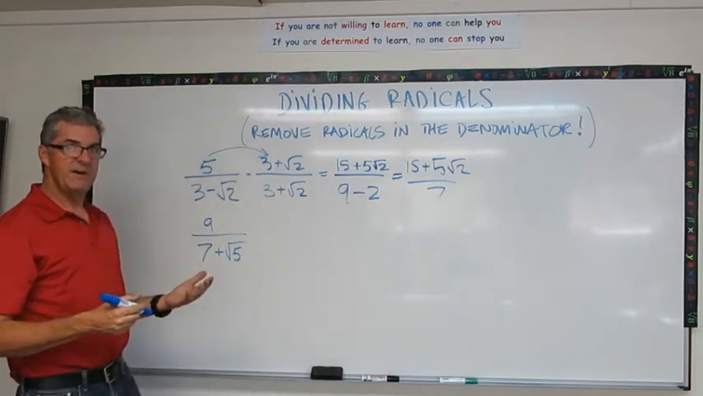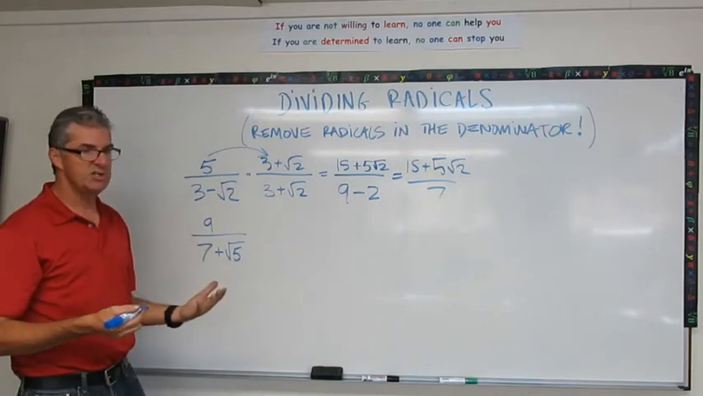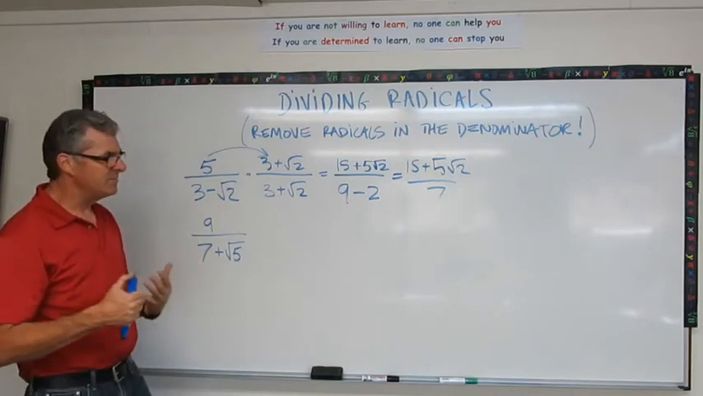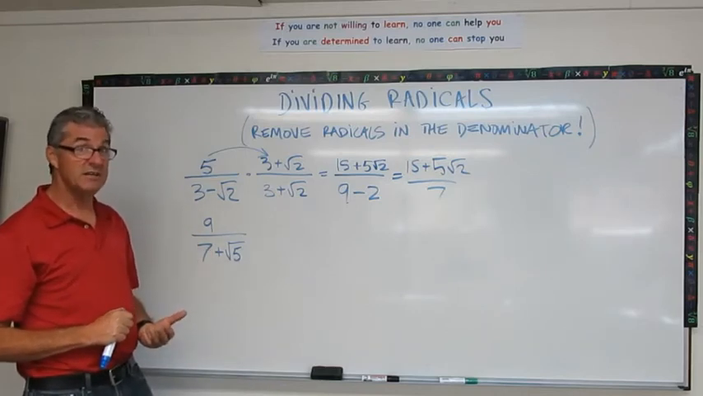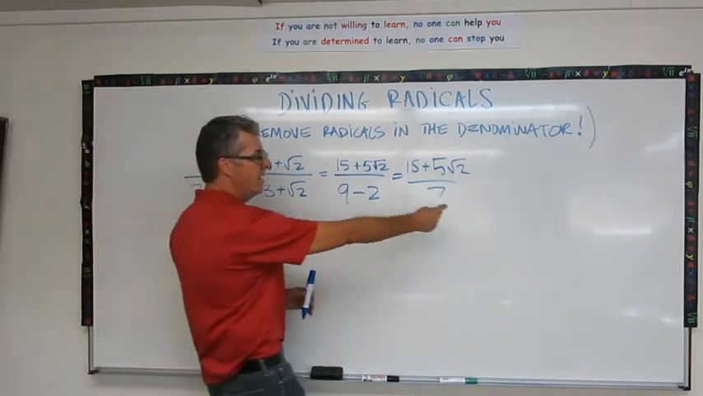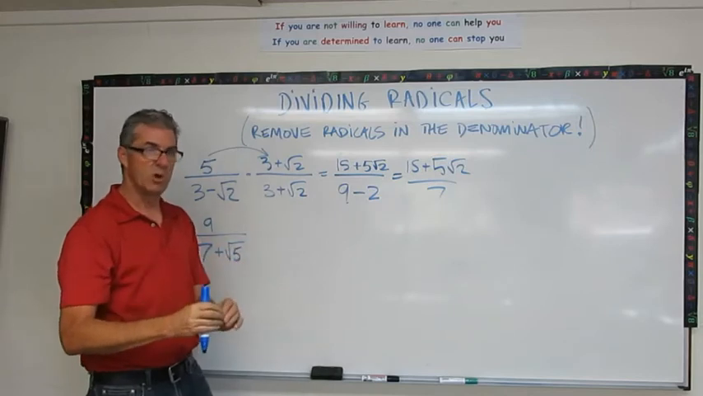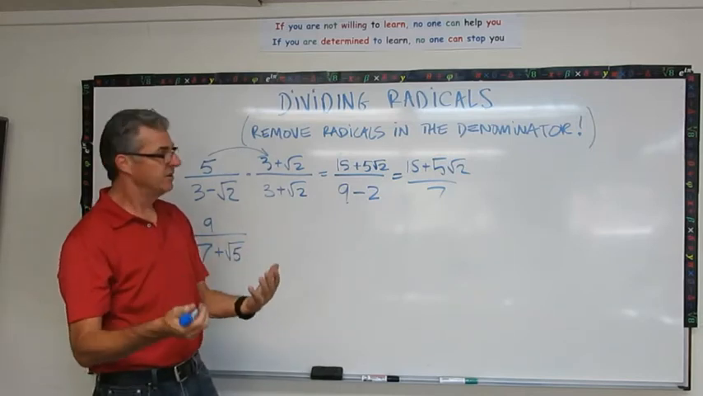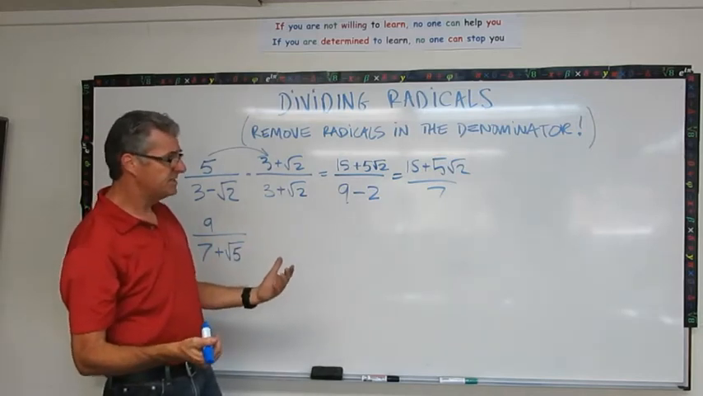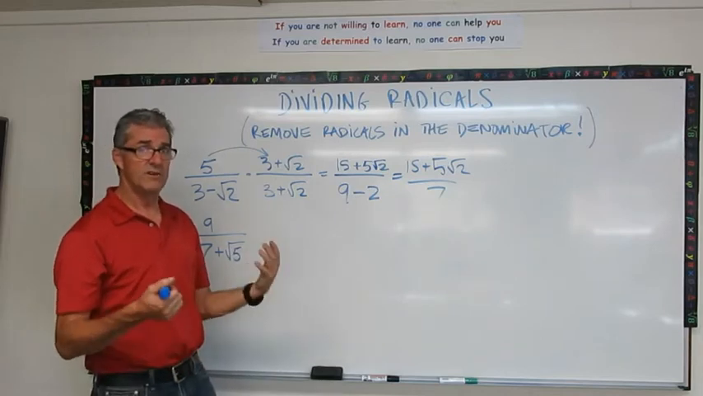So this brings up a concept that I like to encourage people to understand. Sometimes in mathematics you get what I call ugly answers. This one might not be so satisfying. We didn't get just one little term, or something like 5. We got 15 plus 5 times the root of 2 over 7.